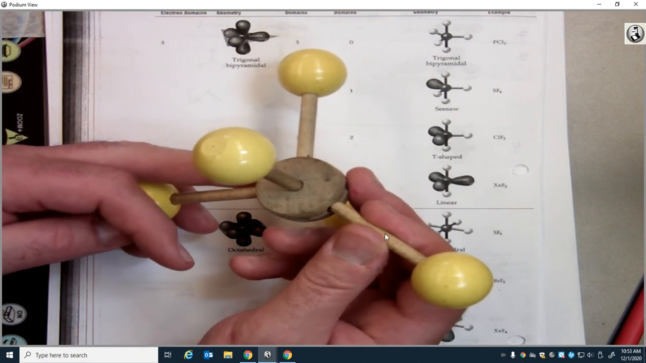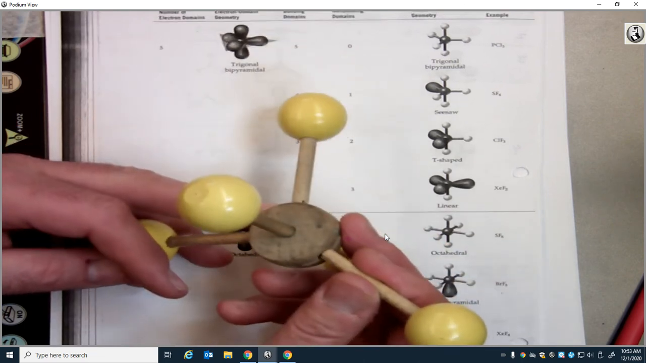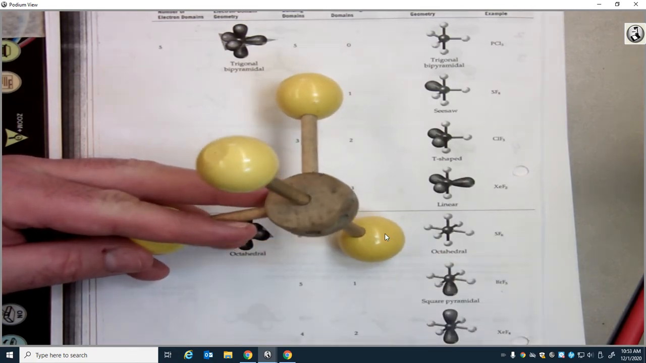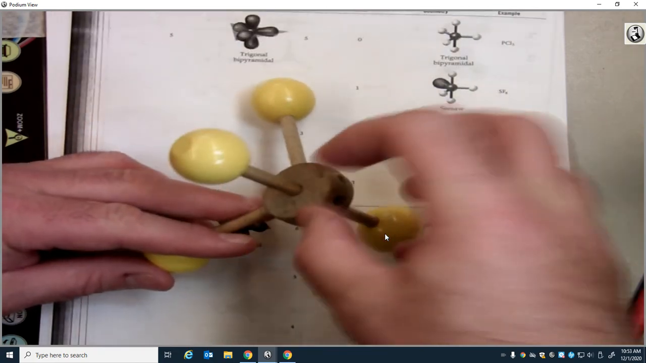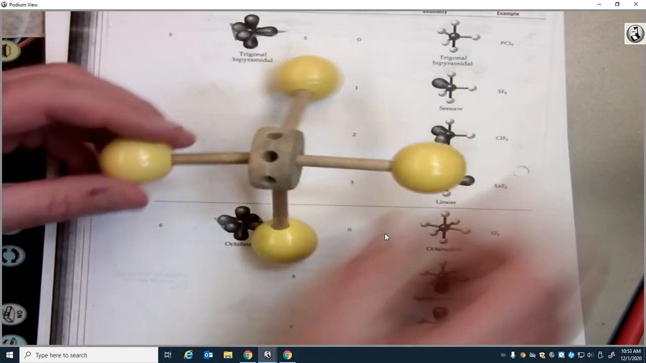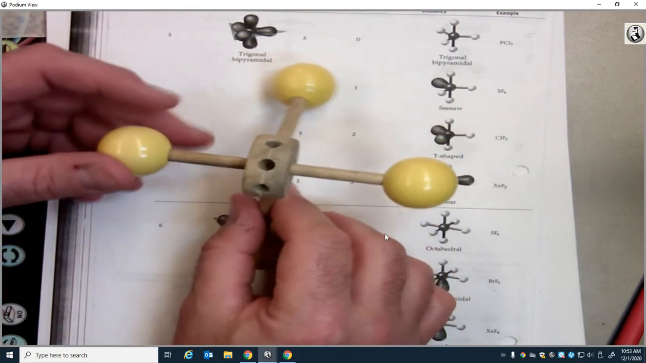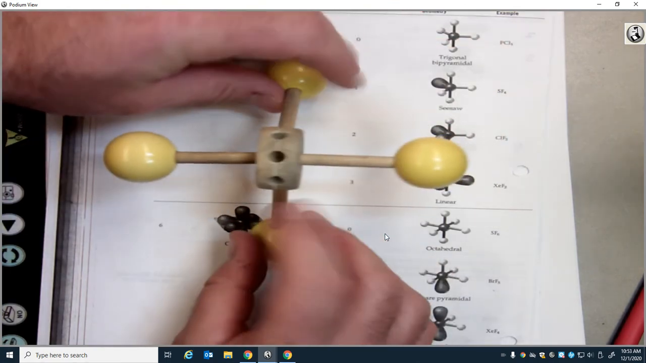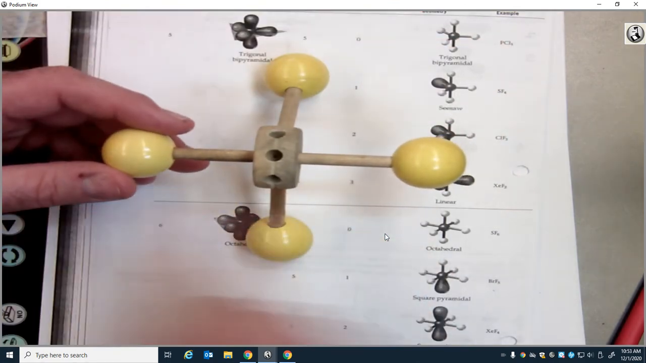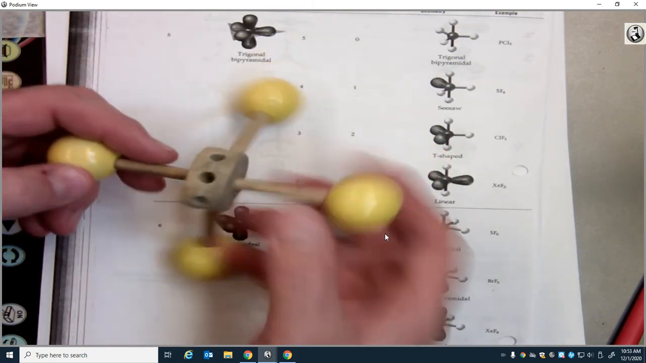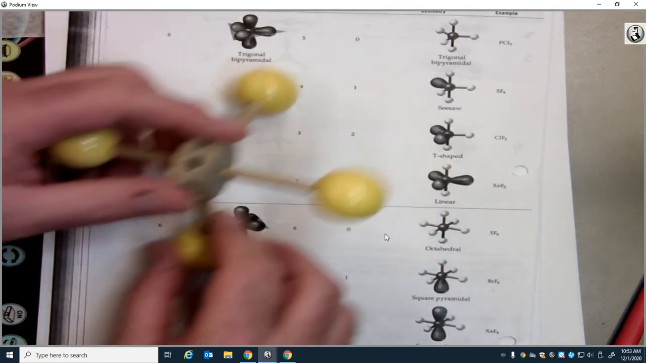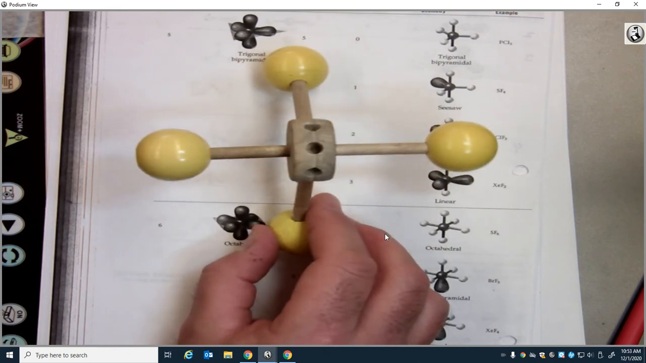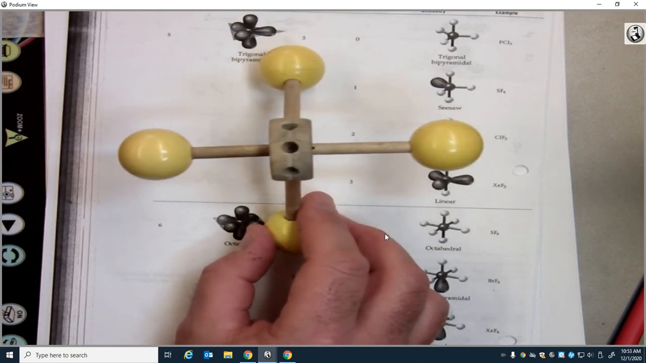Well, what if we take one of these domains away and we have a non-bonding pair here? What this makes is what's called a seesaw. So there's a bonding domain here that's still pushing these two down, right? But this is called a seesaw shape. SF4 will make this.